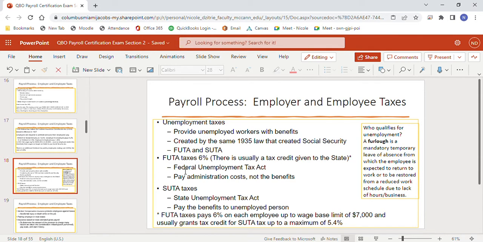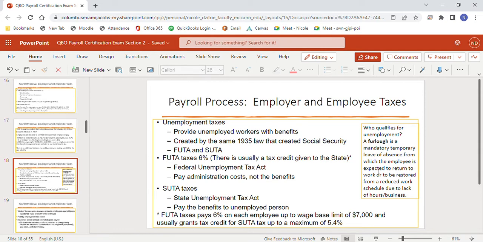So FUTA normally pays administrative costs, and it's not actually the benefits that go to the people who are getting unemployment. The benefits actually come at the state level. So they're the ones that pay benefits to the unemployed person. Thus, they get really the 5.4%.